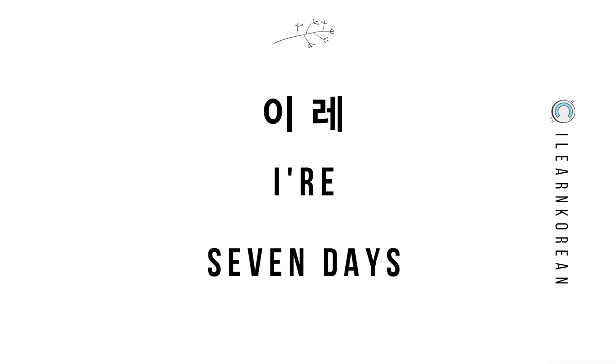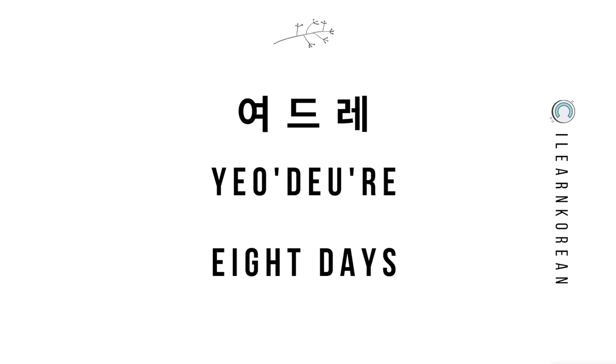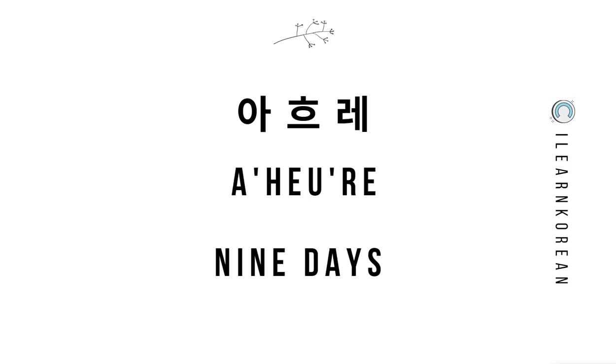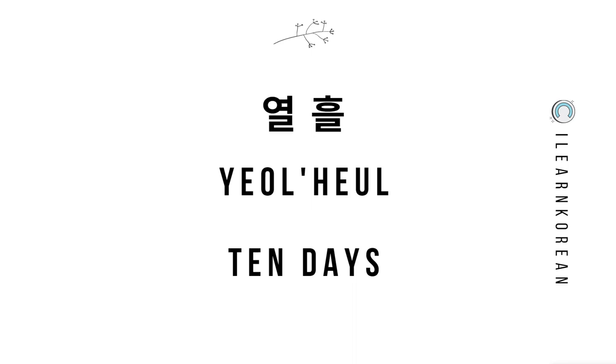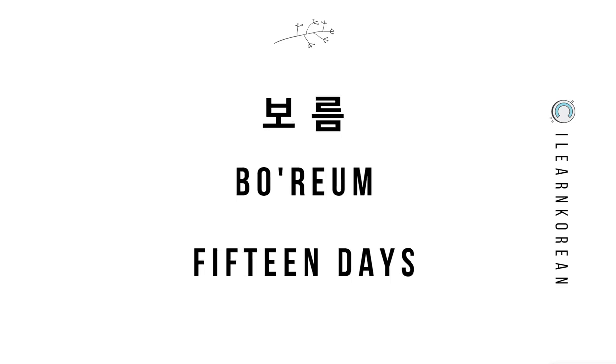이레 is 7 days. 여드레 is 8 days. 아흐레 is 9 days. 열흘 is 10 days. 보름, which means 15 days.